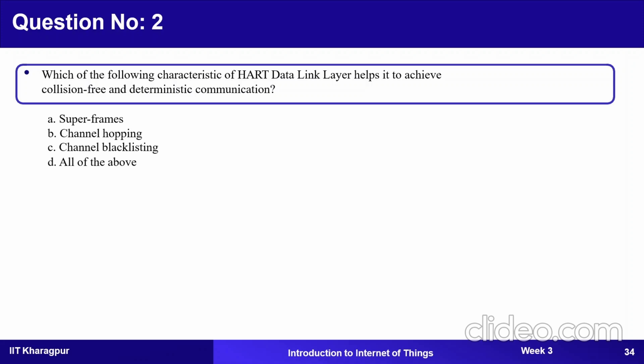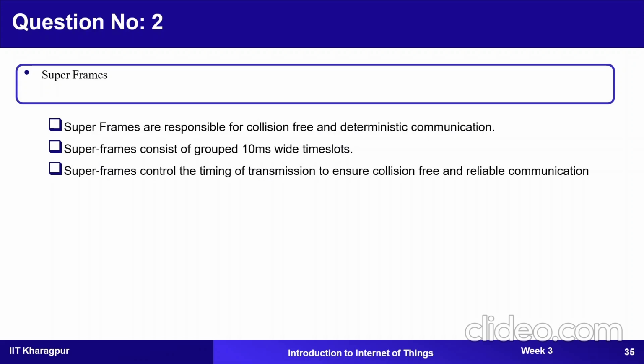So basically in case of your HART protocol, three techniques are used. First one is your super frame, channel hopping, and channel blacklisting. So we will discuss one by one all the three techniques. So first one is your super frames. So super frames are responsible for collision free and deterministic communication. Basically super frames are the groups of 10 millisecond time slots.